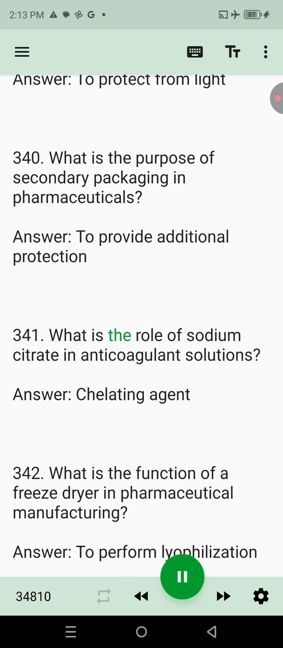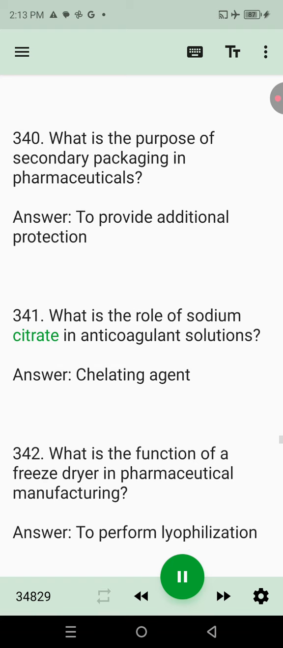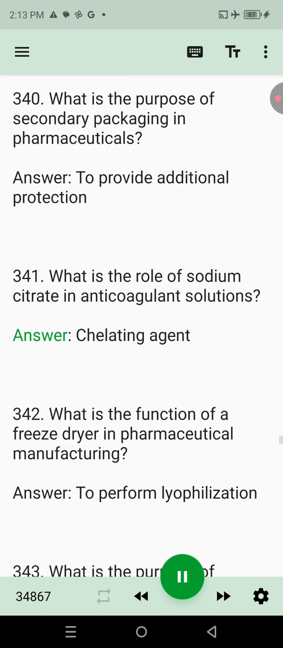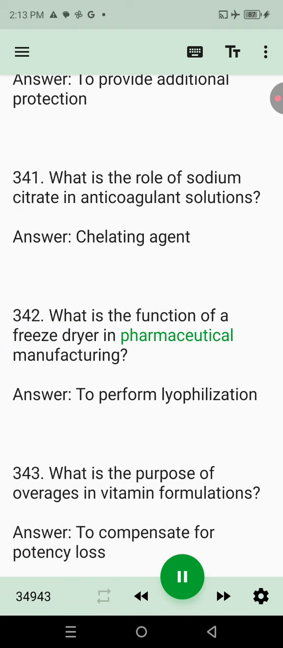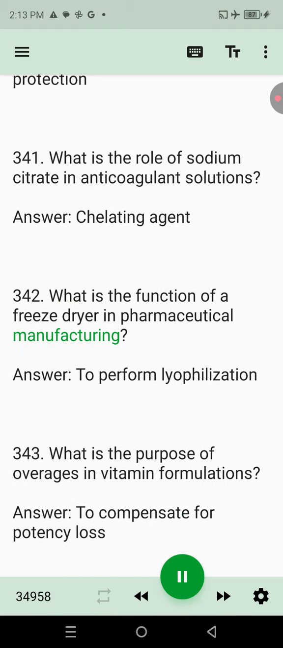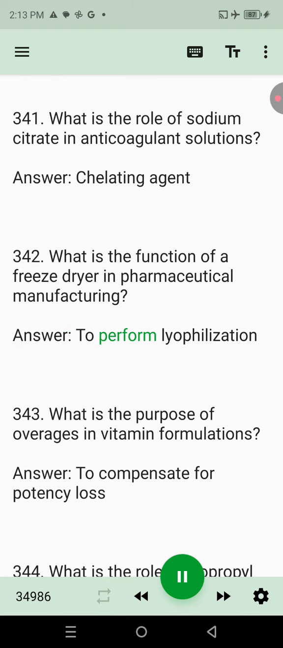341. What is the role of sodium citrate in anticoagulant solutions? Answer: chelating agent. 342. What is the function of a freeze dryer in pharmaceutical manufacturing? Answer: to perform lyophilization.